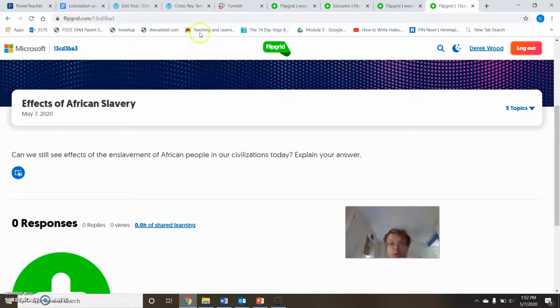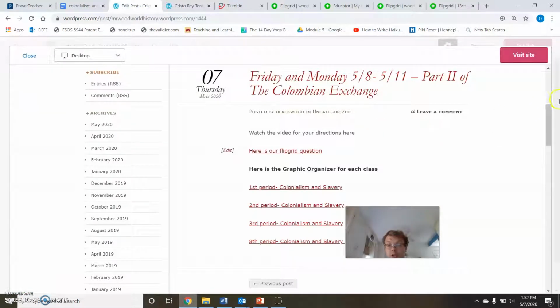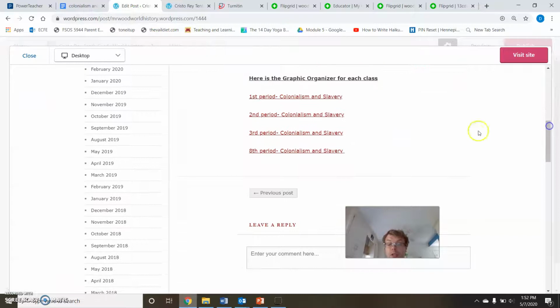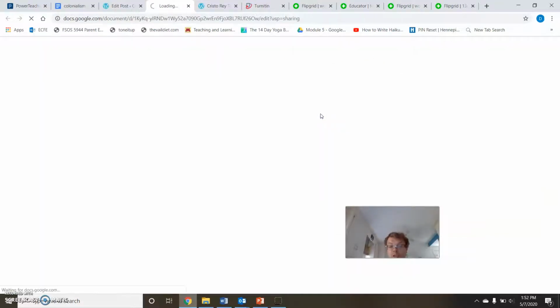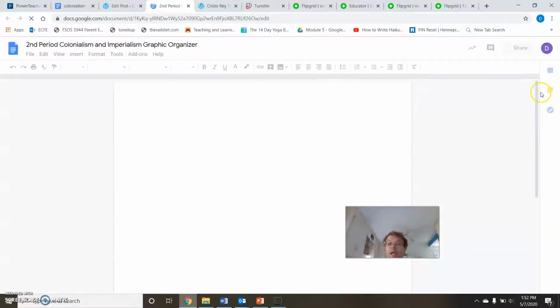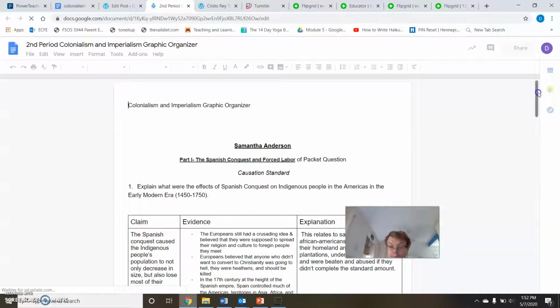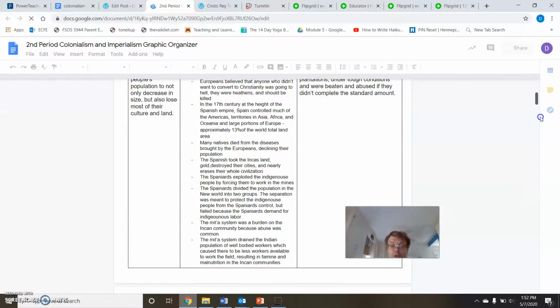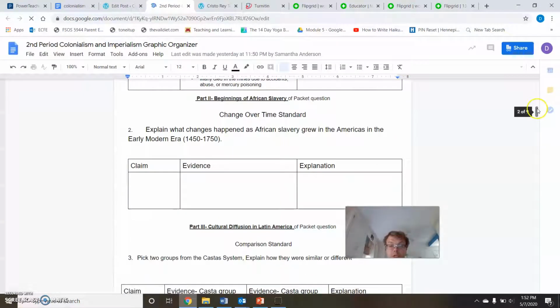And let me just show you where you can get your Part 2 graphic organizer. You find your class period again, just like we did last time. So if I'm in second period, I click there, and you find your name. And you don't do the first one, you did that one already. You just go to the second one where it's Part 2.